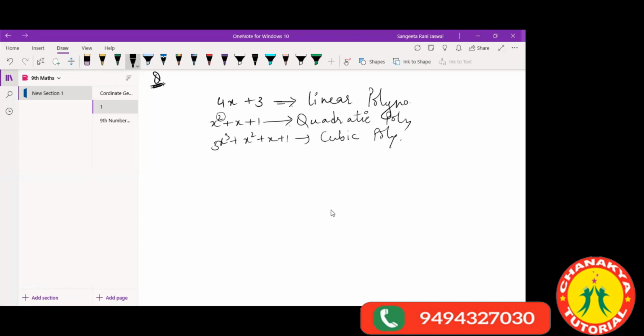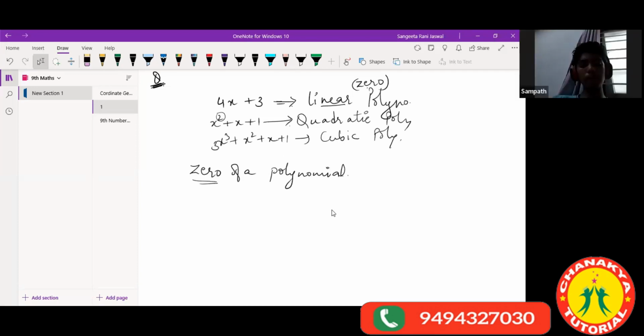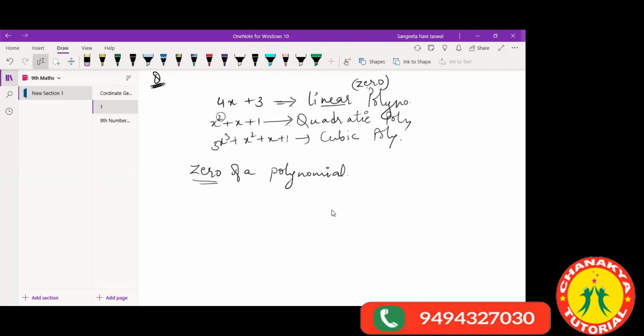If the polynomial is linear, then it will have only one zero. We call it the zero of a polynomial. Zero means the root of a polynomial, the answer of the polynomial. The zero of the polynomial is the value of the variable at which the polynomial becomes equal to 0, right?